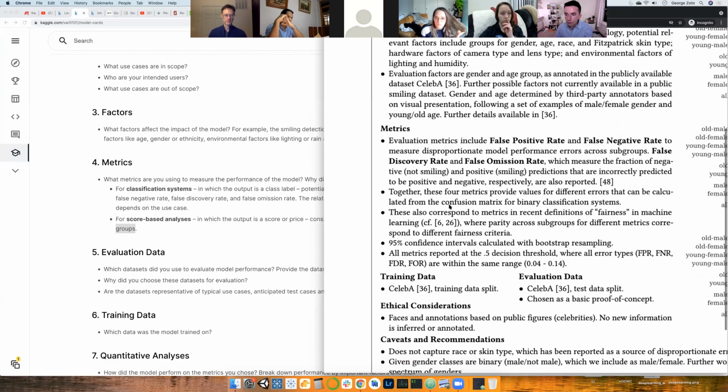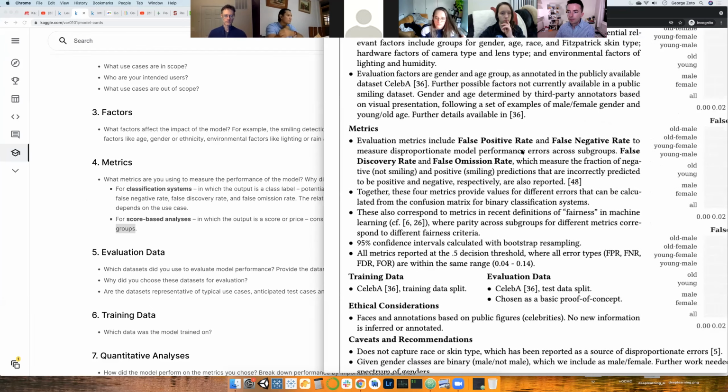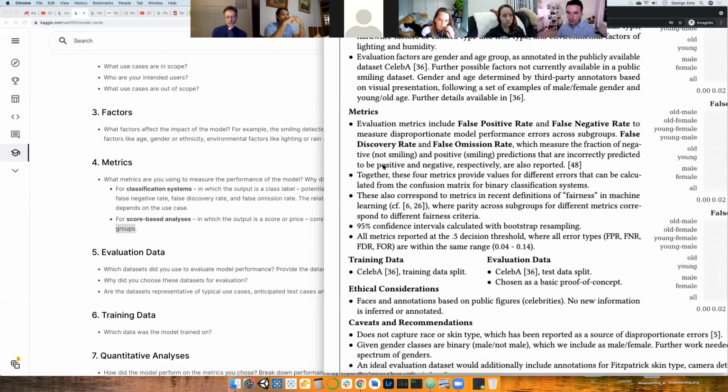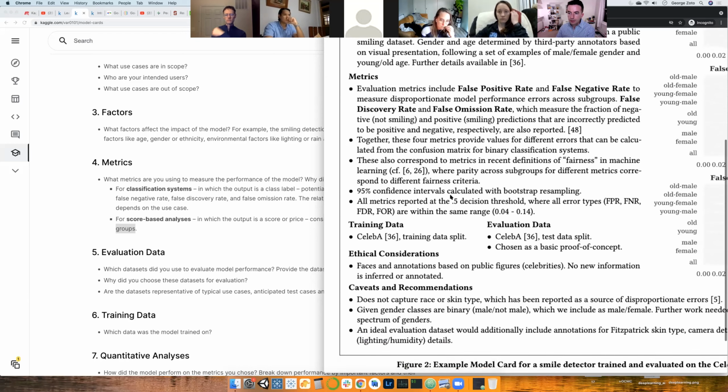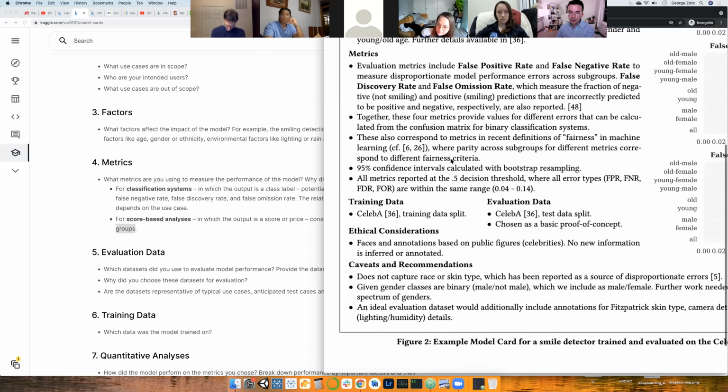So in this case, the metrics we're looking at are false positive rate, false negative rate, as well as false discovery rate and false omission rate. So people maybe who are smiling, but our model says they're not smiling, and the opposite. These four metrics provide values for different errors and can be calculated from the confusion matrix for binary classification systems. We can also use them for calculating different fairness metrics, as we saw previously in our examples.